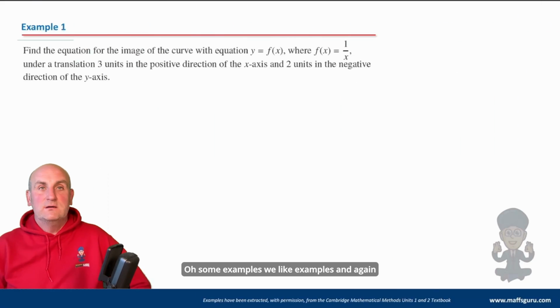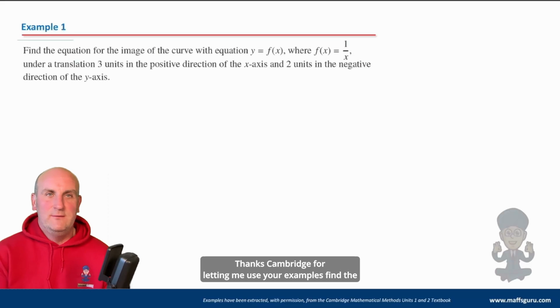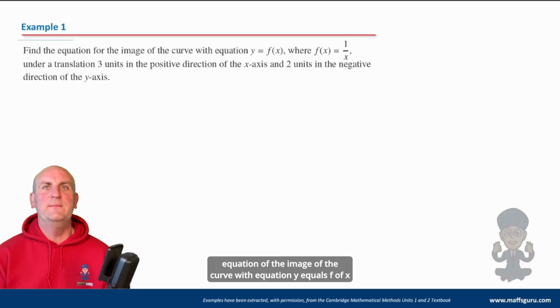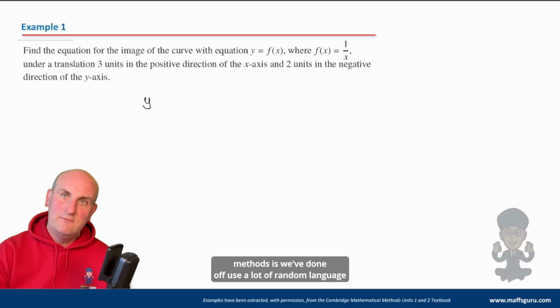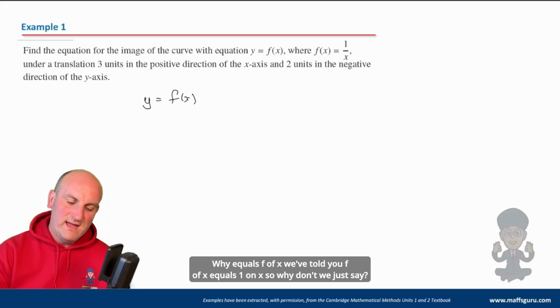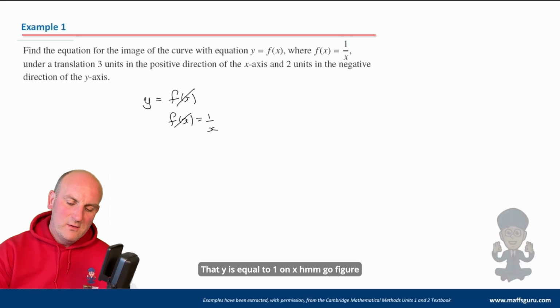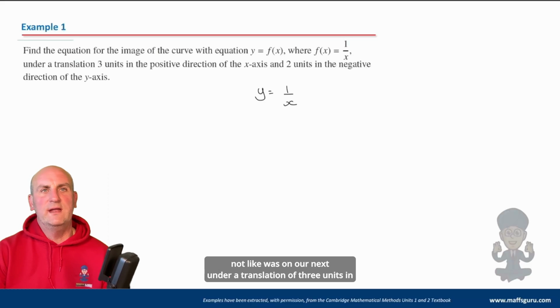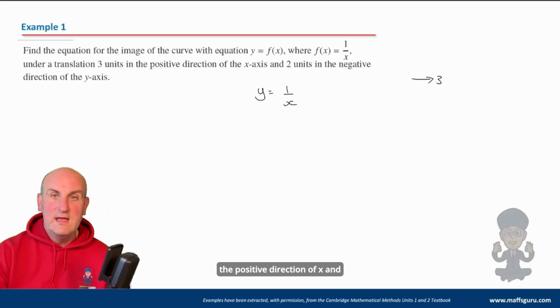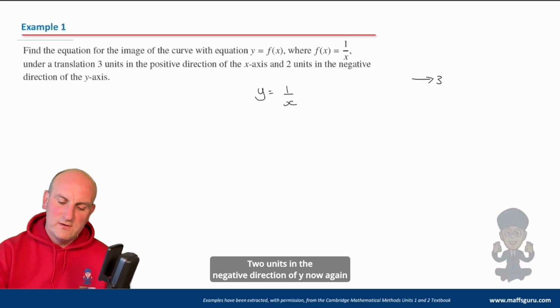Right, what have I got next? Oh, some examples. We like examples. And again, thanks, Cambridge, for letting me use your examples. Find the equation of the image of the curve with equation y equals f of x, where f of x is equal to 1 on x. So again, the thing about methods is we don't have to use a lot of random language. Y equals f of x. We've told you f of x equals 1 on x. So why don't we just say that y is equal to 1 on x? Go figure. Why? Because methods is all about tricking you, believe it or not. Y equals 1 on x under a translation of 3 units in the positive direction of x and 2 units in the negative direction of y.